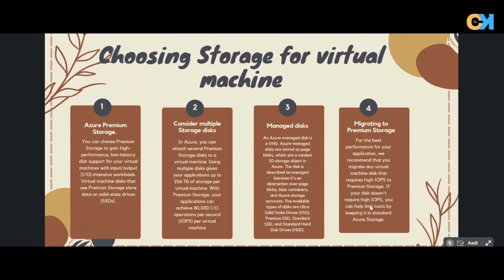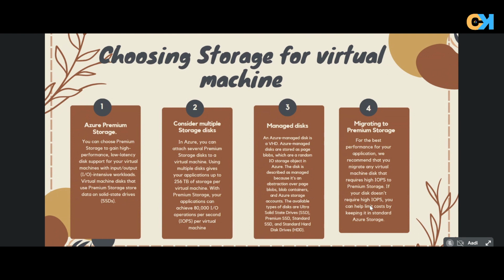Next, consider multiple storage disks. In Azure, we can attach several premium storage disks to a virtual machine. Using multiple disks gives our application up to 256 TB of storage per virtual machine. With premium storage, our application can achieve 80,000 I/O operations per second per virtual machine.